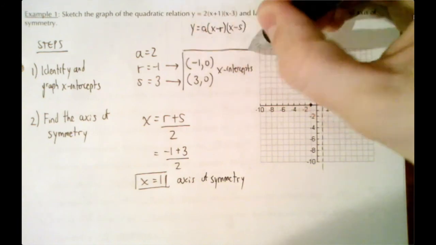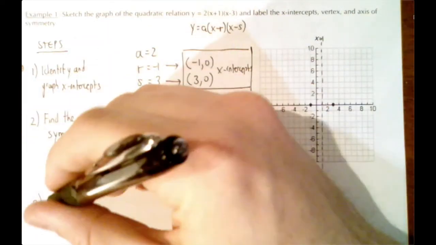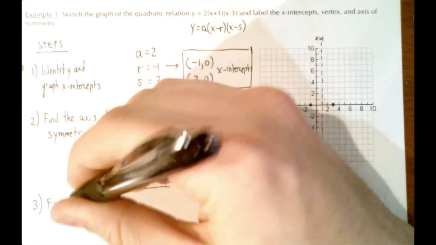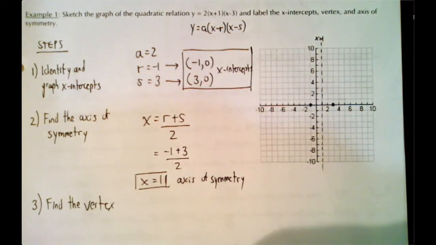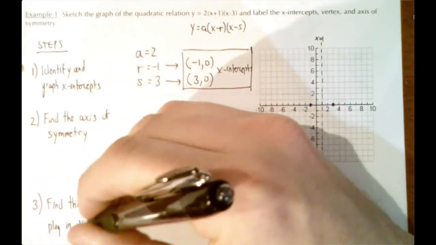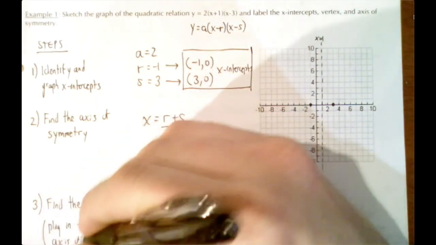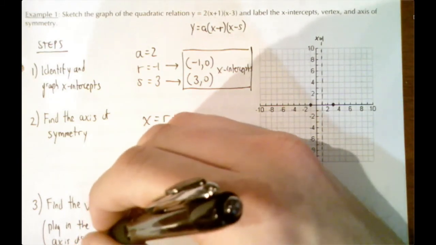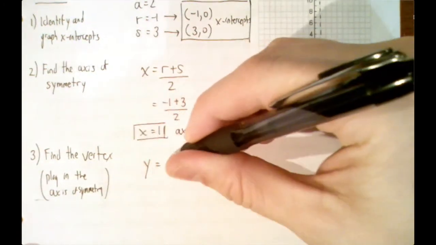So we got our x-intercepts from our first step, axis of symmetry from our second step. Step 3, find the vertex. And the way we find the vertex is we plug in the axis of symmetry. And the reason why is because, well, the vertex is going to be on the axis of symmetry. So we know the x of the vertex.